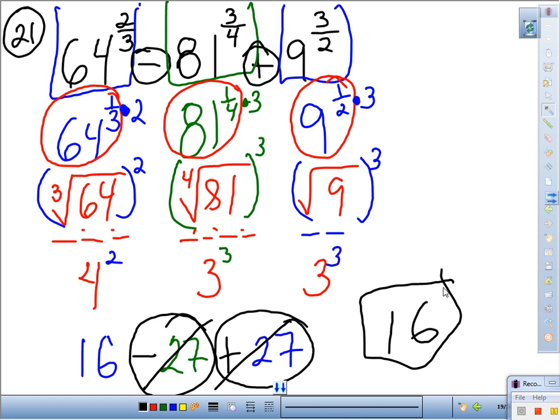Remember, do one at a time. Don't get too confused. Focus on one all the way through. Bring down the operation. Focus on the other one, and then the other one.